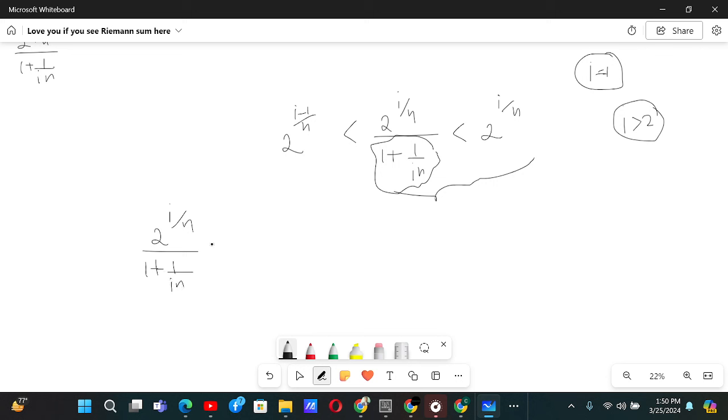Now this is equal to 2 to the power (i-1)/n times 2 to the power 1/n divided by (1 + 1/(i n)). Now this is also equal to, I will involve e over here so that there will be some ideas: e to the power (ln 2)/n divided by (1 + 1/(i n)).